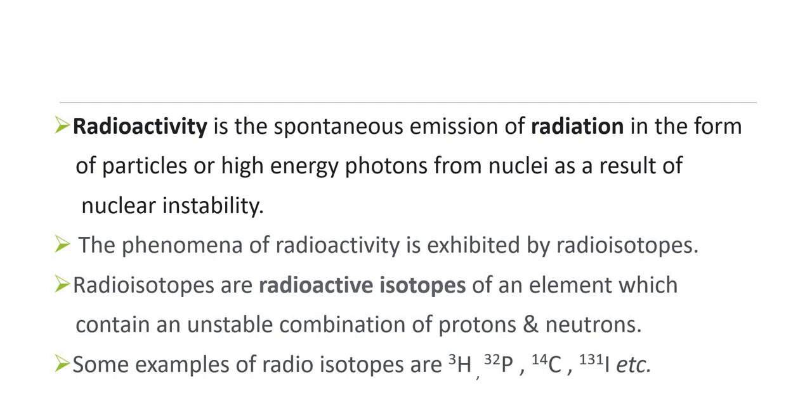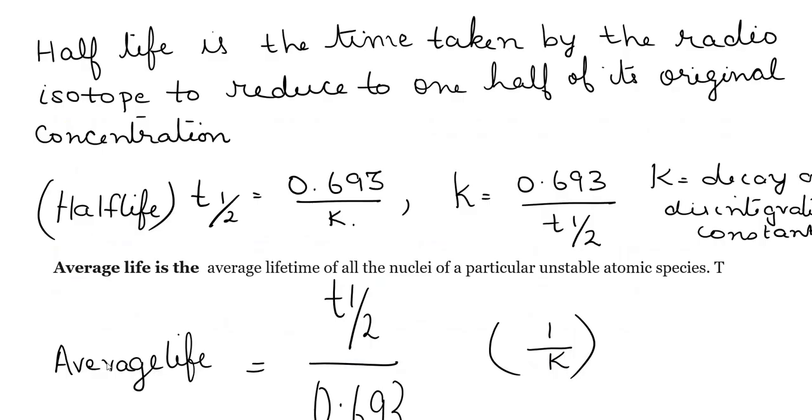You already know isotopes means they have the same atomic number, but they have different atomic mass. So, isotopes which are unstable and which exhibit radioactivity are called radioisotopes. Some examples of radioisotopes are H3 tritium, P32, C14, I131, etc. We'll move on to the problems.